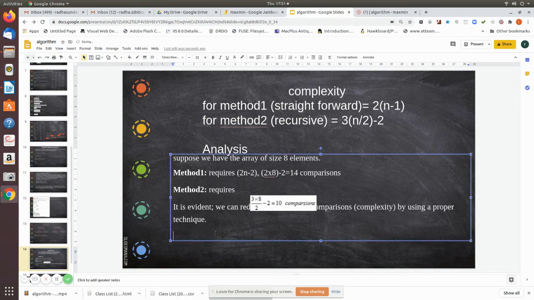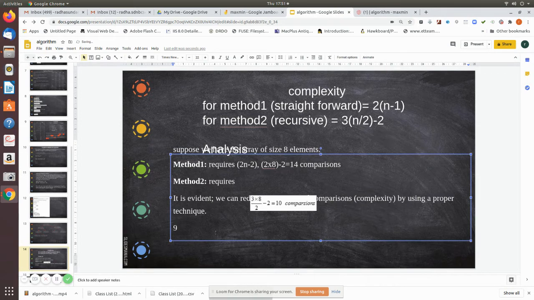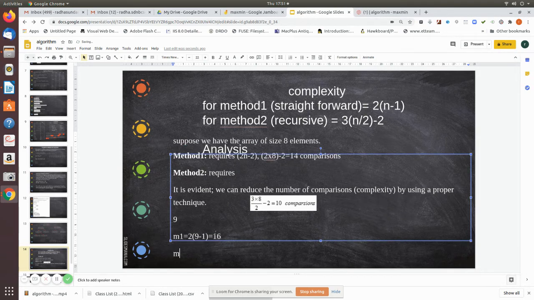Let us take the one which we have seen just now, 9 elements. In that case, method 1 consists of 2 into n minus 1, that is 9 minus 1, which is nothing but 16 comparisons. Whereas for M2, 3 into n by 2, where n is 9, so 3 into 9 divided by 2, and finally minus 2.